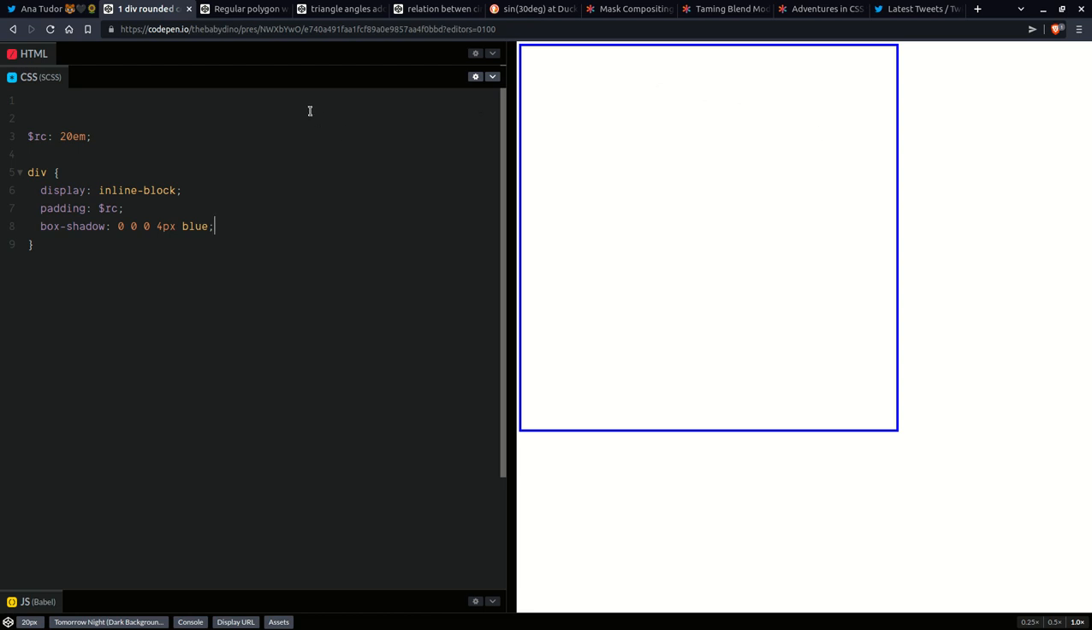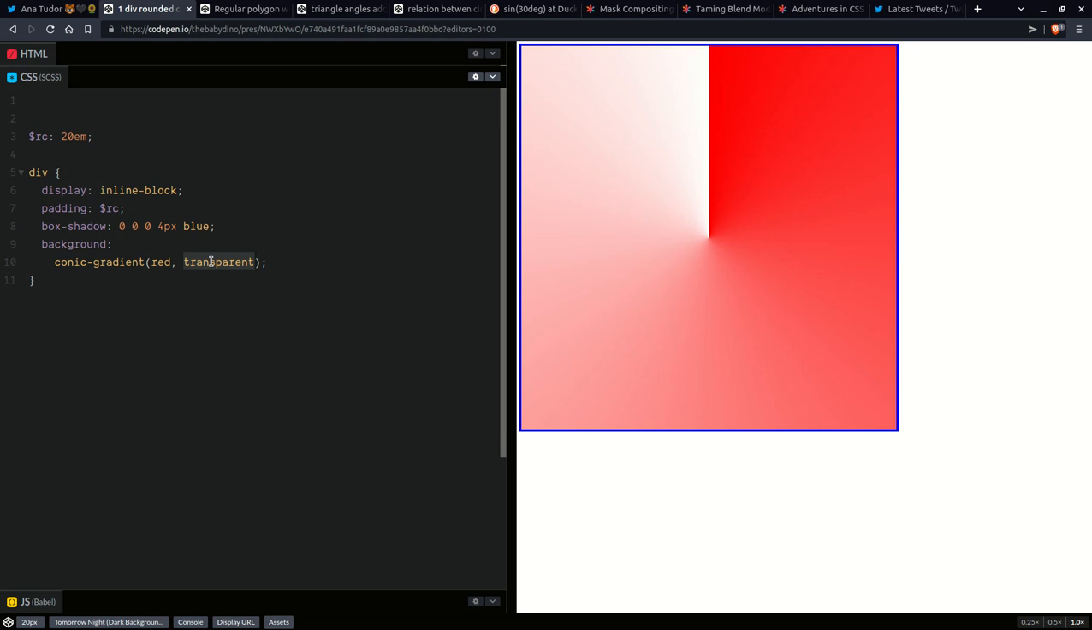And having done this, we are going to want to create a triangle. And how can we create a triangle using a gradient? So we're going to have conic-gradient. Finally, we have autocomplete for that. And we're going to go from red to transparent. Or let's better go to gold at first, and then we're going to change that.